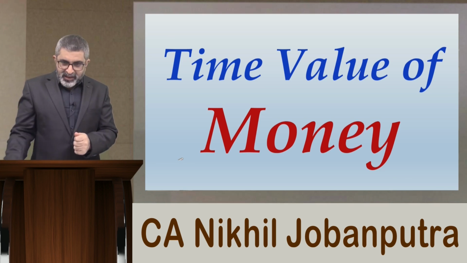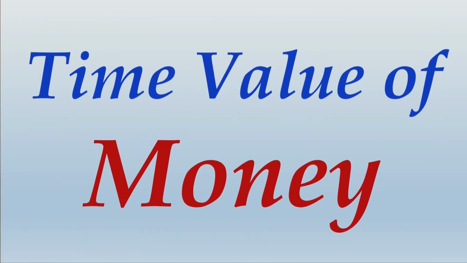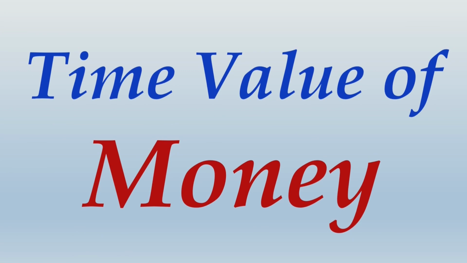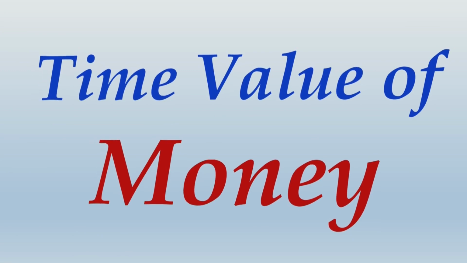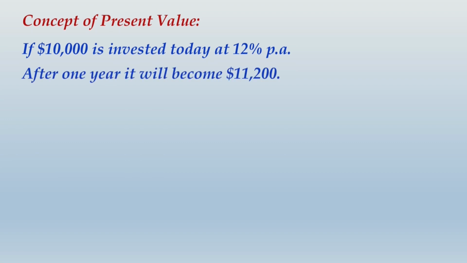So let us do one thing. Let us write down some important aspect towards this. So first of all, write this heading, time value of money, and under this heading you please write concept of present value, and write this example carefully. If $10,000 is invested today at 12% per annum, after 1 year it will become $11,200. So no rocket science applied over here.